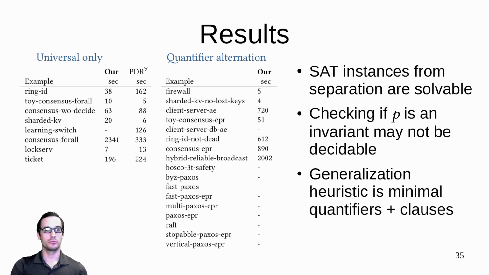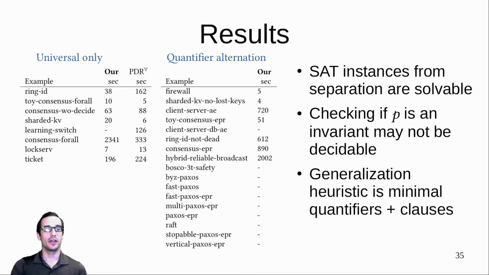Our experiments show that the SAT instances that we get from separation are actually solvable in practice. One thing that we want to note is that even though separation itself is NP-complete, checking whether or not the resulting separator is an invariant may not be decidable. In particular, if P has general quantifiers, then the SMT solver can't necessarily determine whether or not it is correct, and it may or may not give us a counterexample that we can use to proceed. One possible solution to this problem is to generate only separators from a decidable logic fragment.